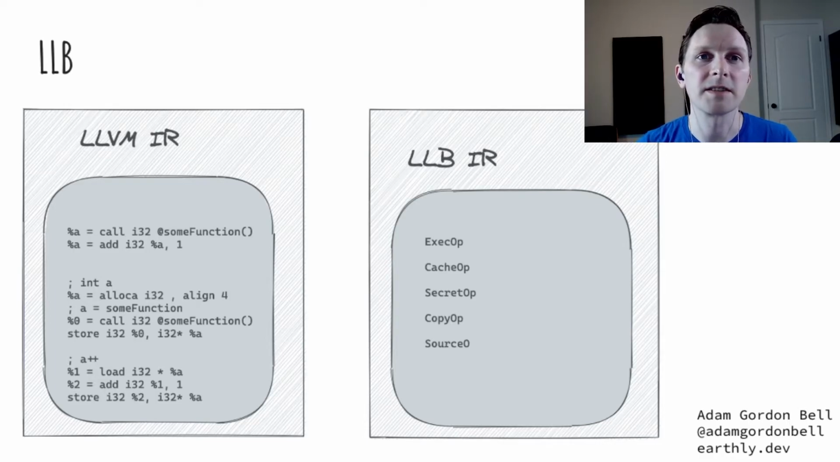LLVM IR looks like this. It looks like kind of a verbose and explicit programming language. LLB looks quite different, where LLVM is the basics of a simple programming language on the left. LLB IR is a language for creating self-contained cloud-native packages. And now that we understand the structure behind making a Docker build statement, let's play around with it. Let's see what we can do.